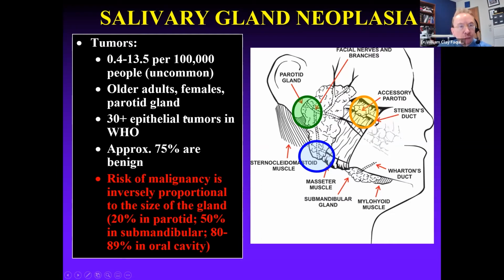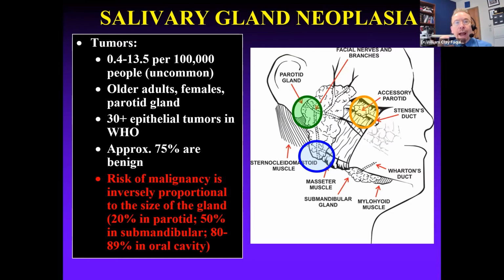There are more than 30 different epithelial tumors of the salivary gland recognized by the WHO. The majority are benign, and the risk of malignancy, and this is important, is basically inversely proportional to the size of the gland. So in the parotid gland, the largest one, only about 20% of the masses end up being malignant. In the submandibular gland, about 50% end up being malignant.